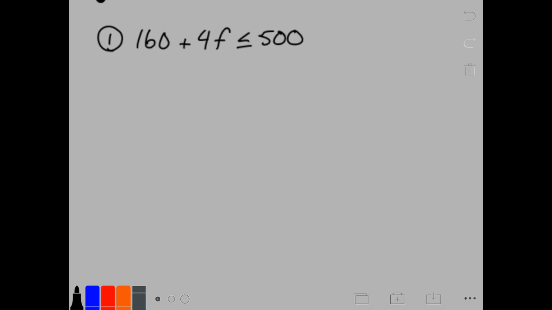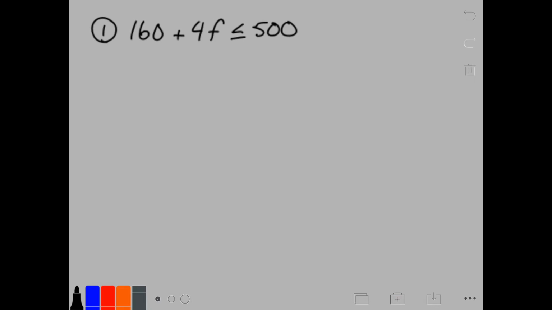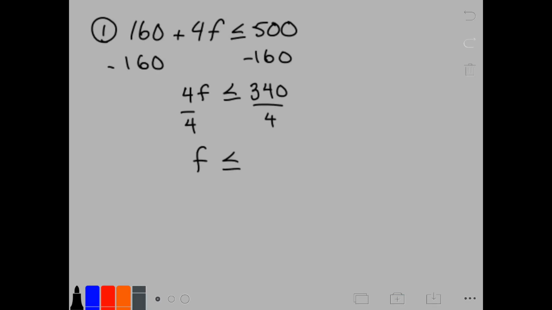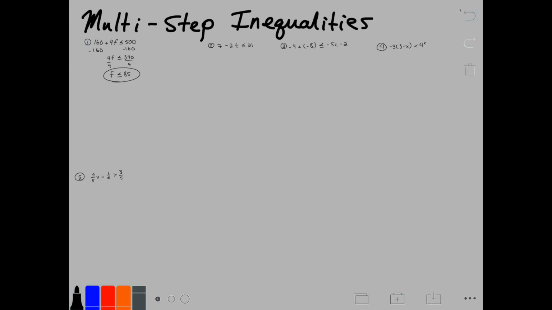And in our first one we have 160 plus 4f is less than or equal to 500. So let's follow our inverse order of operations. I'm going to subtract 160 from both sides. 4f is less than or equal to 340. Next, I'm going to divide by a positive 4. And that's going to give me f is less than or equal to 85. Go ahead and circle your answer.